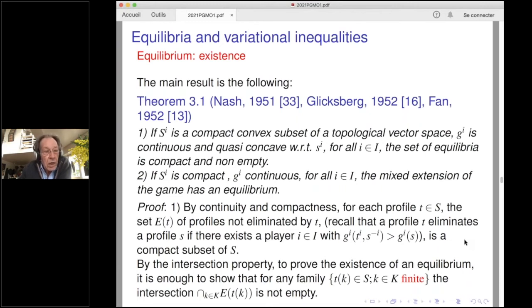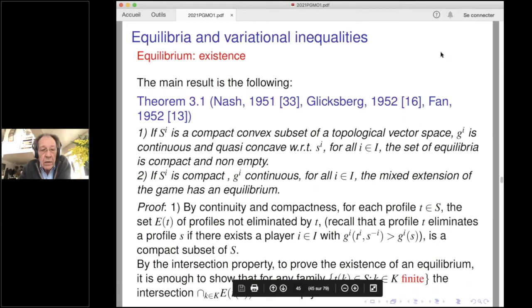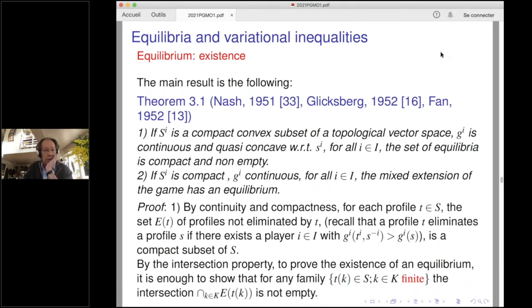Okay, so the general result, which is the existence of equilibrium in the compact case. The main result is Nash, the second version of Nash's theorem, and there are versions due to Glicksberg and Kieffer. So there are two versions, one in pure, the second in mixed. First one: you have a finite set of players, each player has a set of strategies S_i. Assume that S_i is a compact convex subset of a topological vector space, and the payoff function of each player i is continuous on S and quasi-concave with respect to S_i.